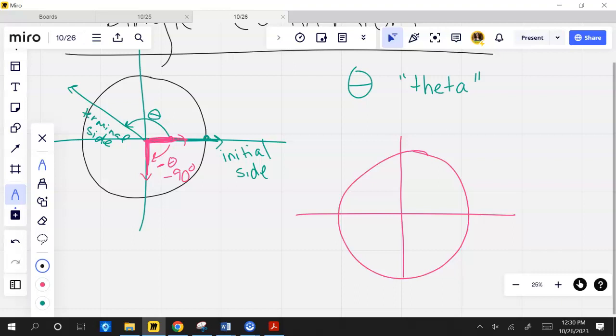Let's say I asked you to draw or sketch an angle that was 45 degrees on this circle. Using this as your initial side, where would your terminal side end up? In the middle right here. This is about, because this is 90, right? So half of that is 45. So this looks like theta might be about 45 degrees. Do you agree?